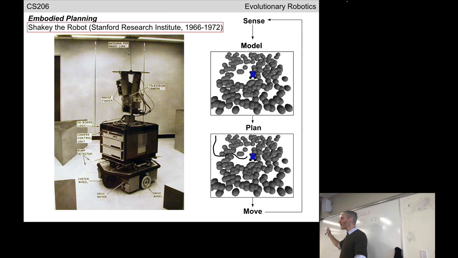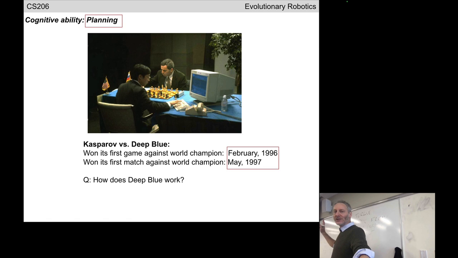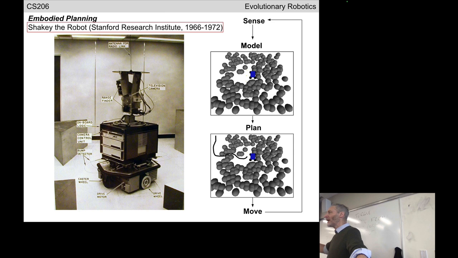And we're going to come back shortly to an example that's the complete opposite of this. Regardless of whether this is a good or not solution, here's an embodied approach to planning. Here's a non-embodied approach to planning. As before, with pattern recognition, you can see how it's not just about Shaky's body, it's about Shaky's interaction with the environment.